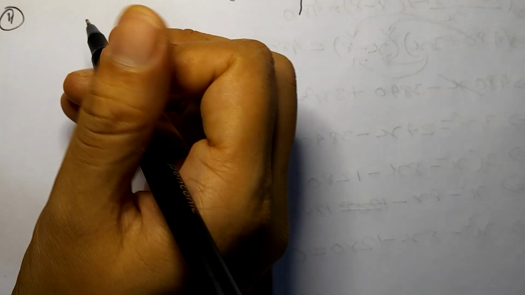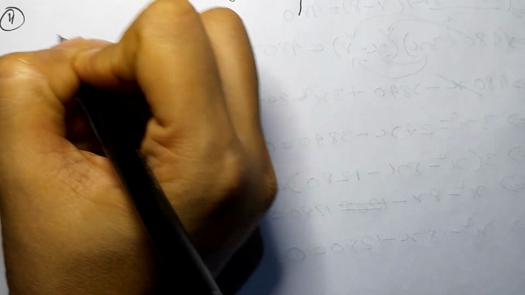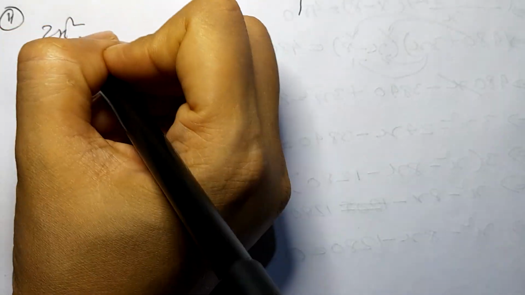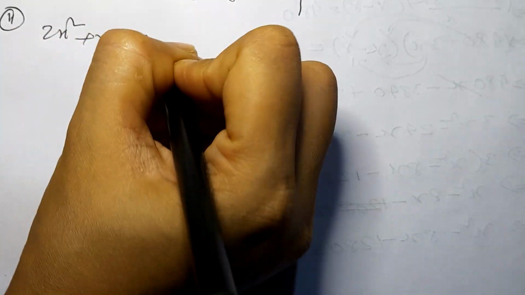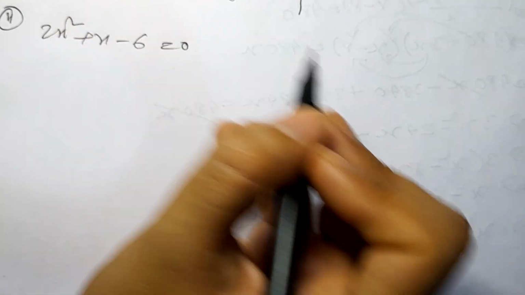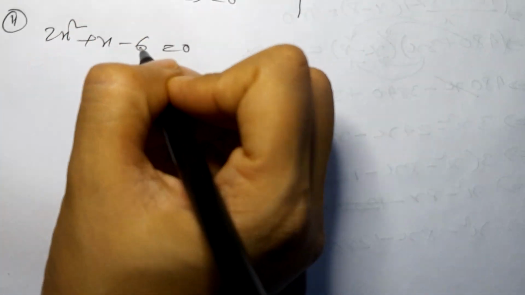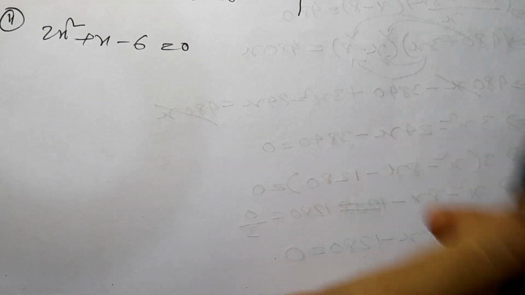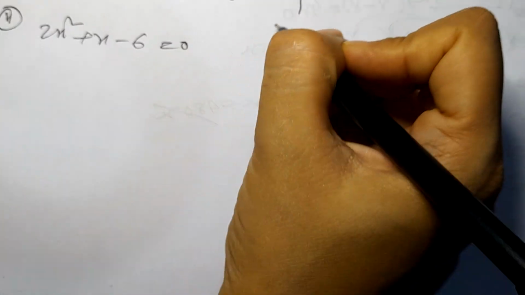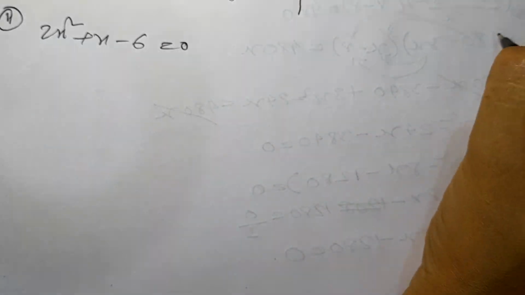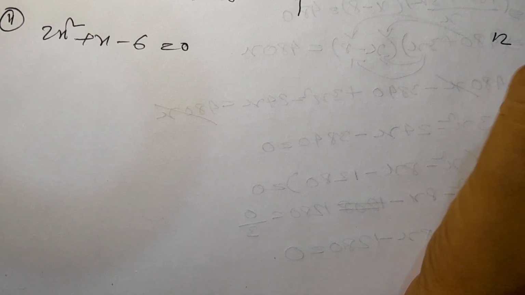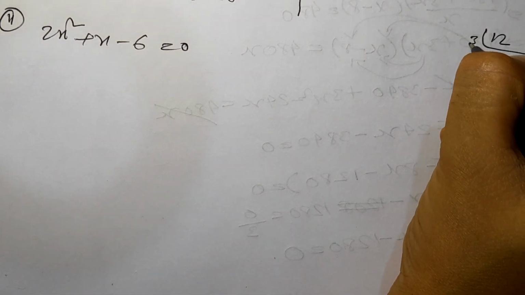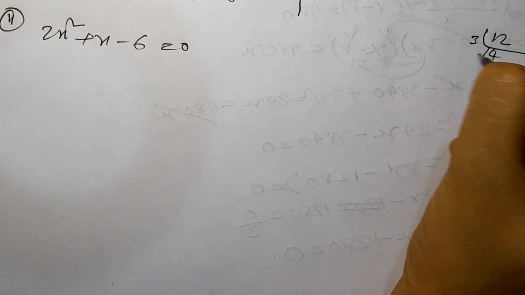Roman number 2, a question: 2x² + x − 6 = 0. Take a and c, so a is 2 and c is 6, how much? 12. Prime factorization of 12: 3 × 4 is 12, 2, 2.